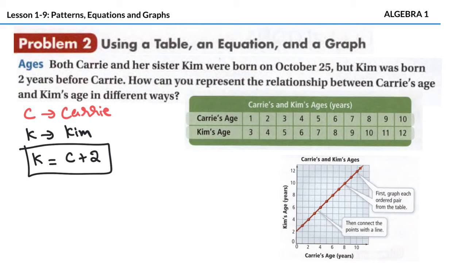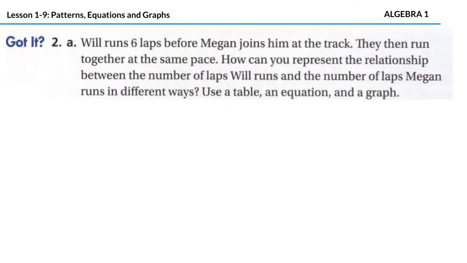Let's focus more on representing it in terms of equations, because in higher mathematics you will be using more of equations. Let's try this problem focusing on representing it as an equation. Will runs 6 laps before Megan joins him at the track. What does that mean? It means that Will is 6 laps ahead of Megan. He has run 6 laps more than Megan. They then run together at the same pace.